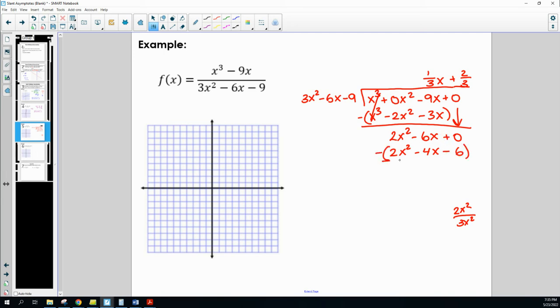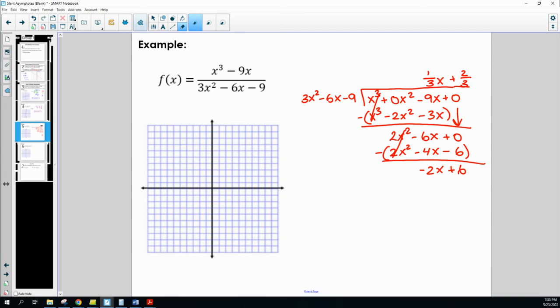And really at this point, we don't really care what comes next because we have everything at the top filled in. We can subtract this and distribute the negative. So this would become negative 6 plus 4x, which is negative 2x. 0 plus 6, so 6. This is our remainder. And again, we don't really care about our remainders here.